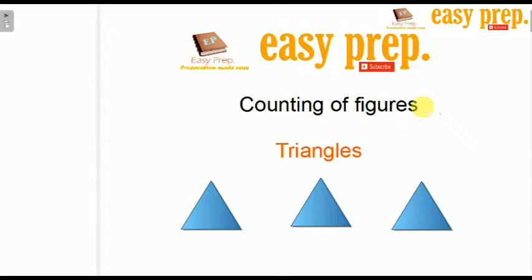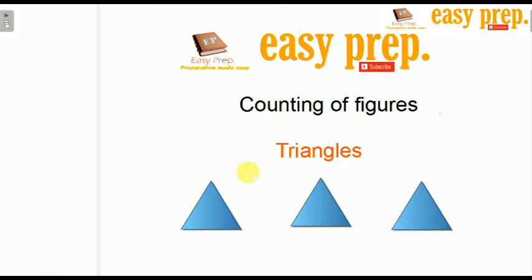So today let us look into another topic, counting of figures. I personally think this is the topic where most of the students waste their time in the examinations, friends. So let us look into the tricks which will be useful for questions like counting of figures, friends. So now let us look into the trick, friends.